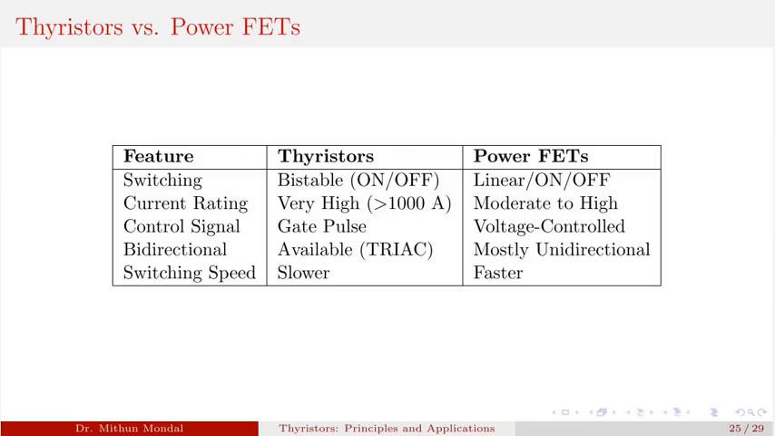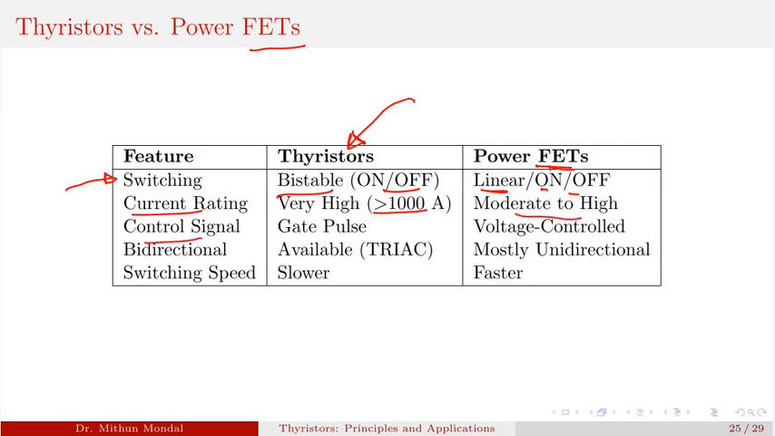In the previous lecture, we have seen about the field effect transistors, which is the power FETs. How it is different from thyristors if we compare it, then if we compare the features like switching, the thyristors may be bistable, either on or off, but the FETs are linear, on or off. It cannot be having both. So current rating is very high in case of thyristors, more than 1000 ampere, but in FETs, it is moderate to high.